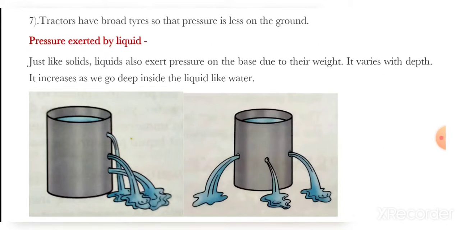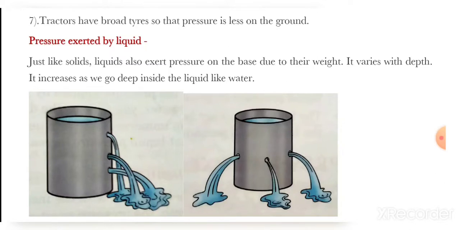So here you can see in the picture, it is shown in the activity of your book also, that we are taking water in beakers, first beaker and second beaker. The first one has three holes, first, second and third, that means top, medium and then bottom, whereas in the second beaker the holes are at the same depth, that means there are also three holes but at the same depth.